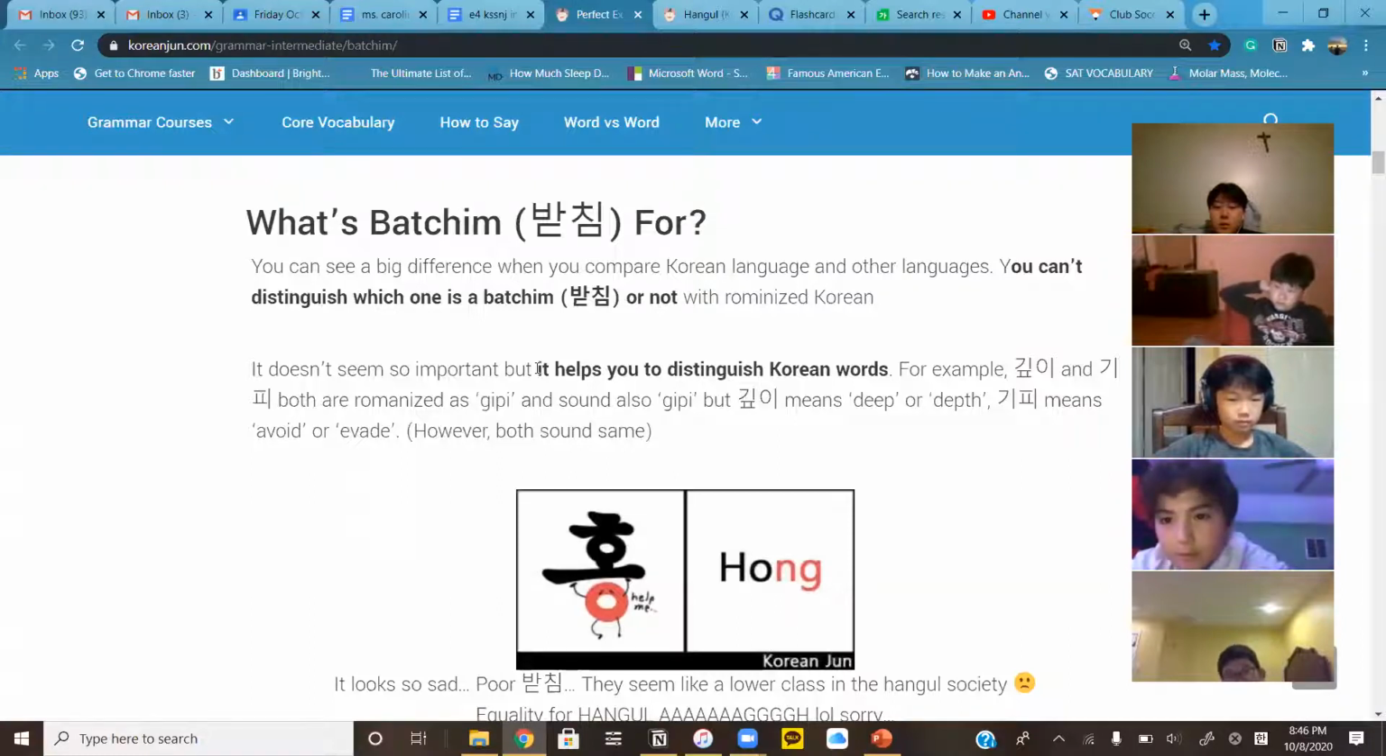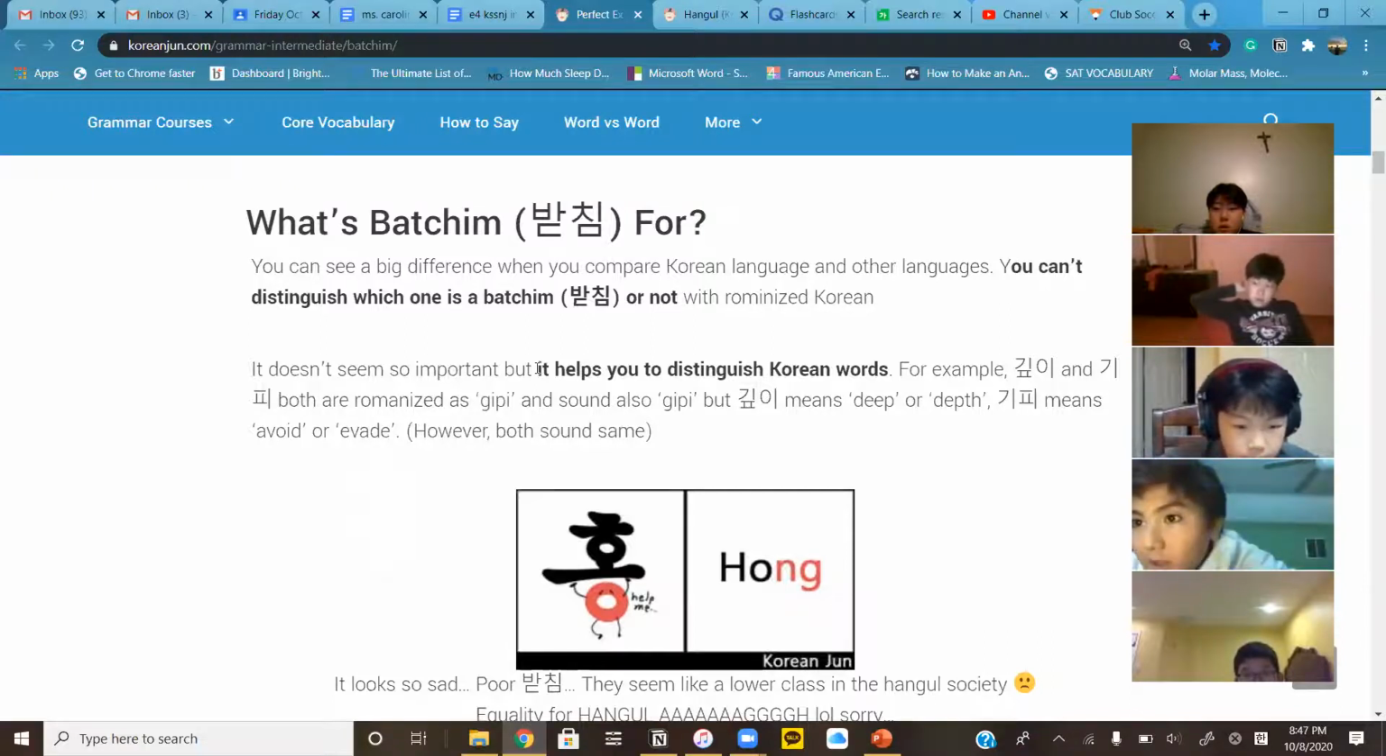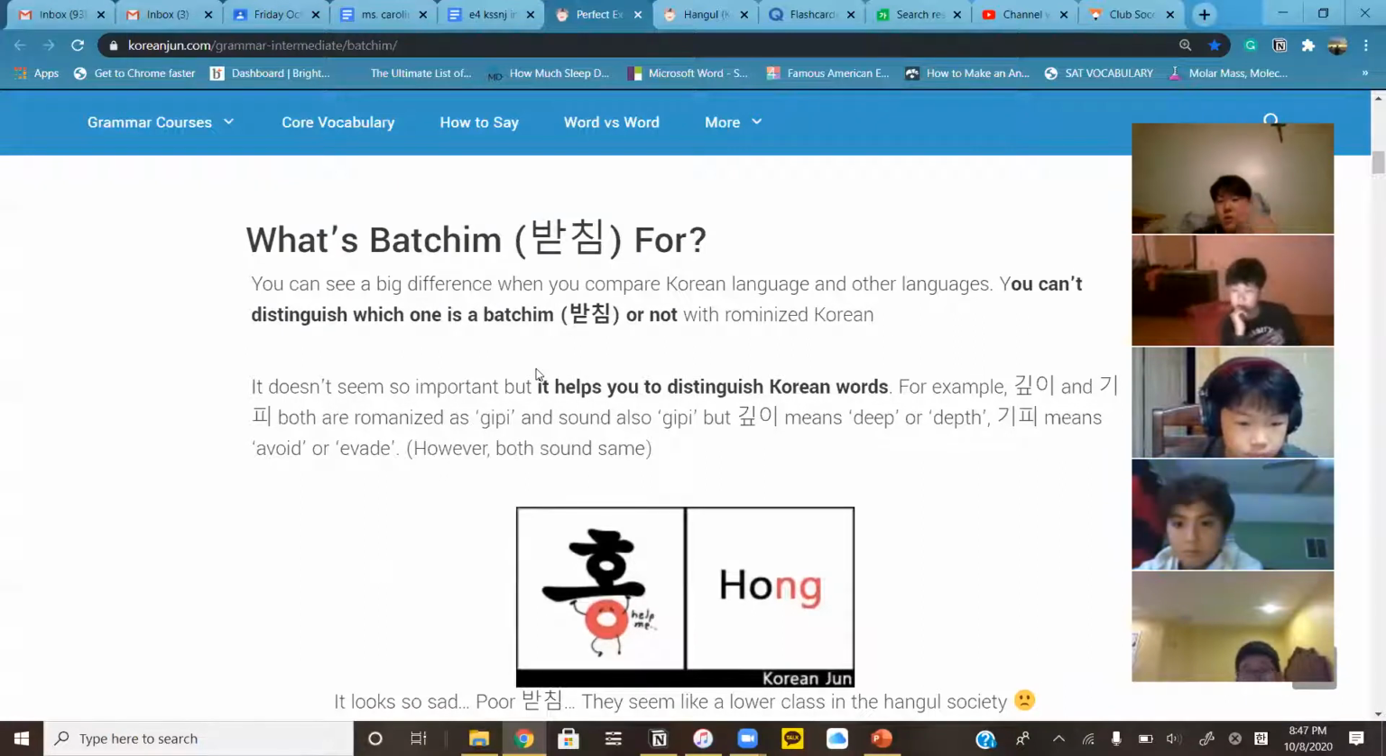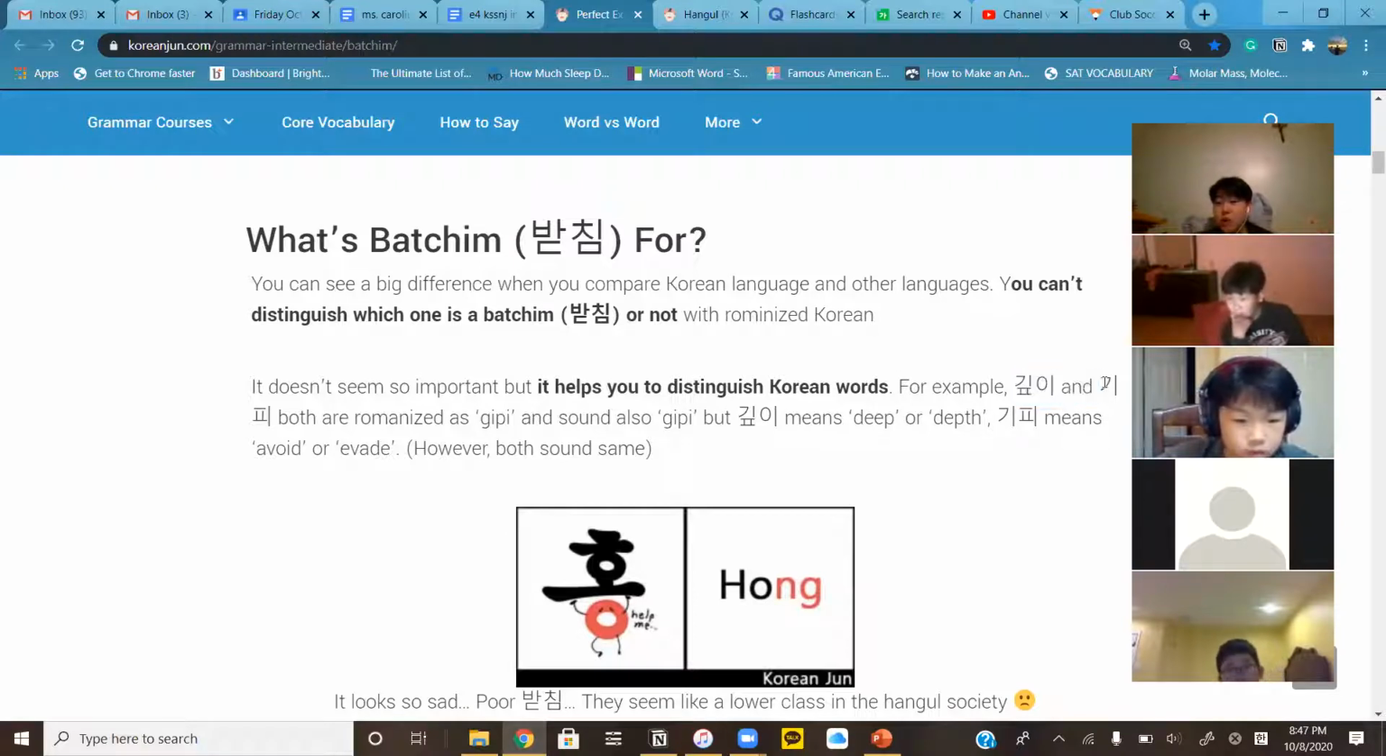It doesn't seem so important, but it helps you distinguish Korean words. For example, gipi and gipi are both romanized as gipi and sound the same, but one means deep or depth and the other means avoid or evade. However, both sound the same. What this paragraph is telling me is that even if these two words sound the exact same, with no stress differences whatsoever, they have different meanings based on the spelling of the word.